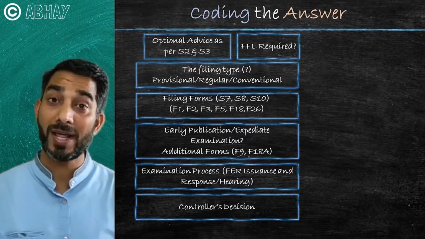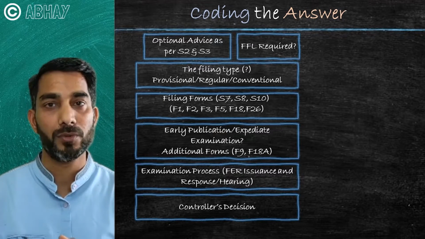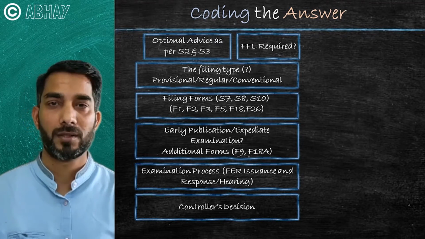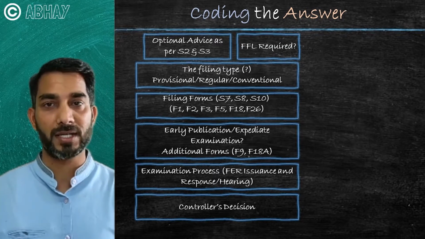Once you do this, you will have a model answer with you, which you can use as soon as somebody asks you to describe the process of filing. You don't need to think too much about it. Now, depending upon what is asked in the question, you can start with providing details from section 2.